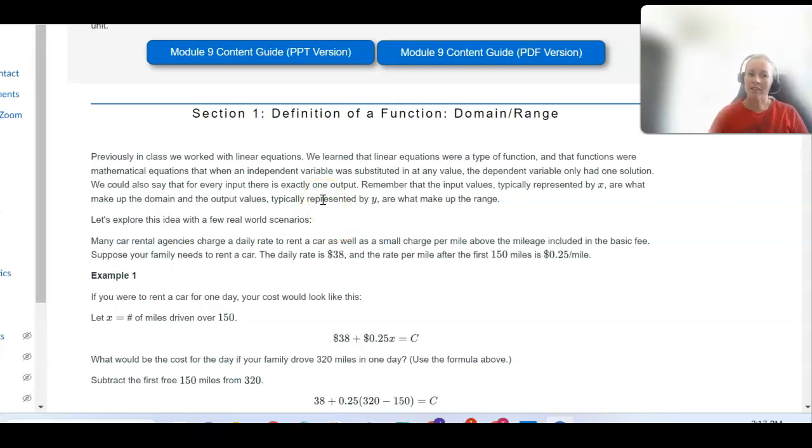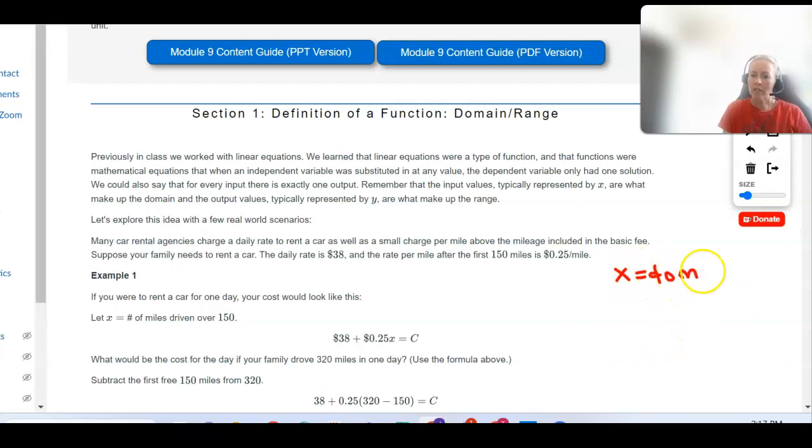And you'll notice from the activity this week, we'll be talking about inputs and outputs. So remember that the input values, which are typically represented by x, are the domain. They're what make up the domain. And the output values are what make up the range. That's an important thing to remember. So x is the domain values, and y represents the range values. One way I keep that straight, x comes before y in the alphabet, d also comes before r. So x and the domain go together, y and the range go together.